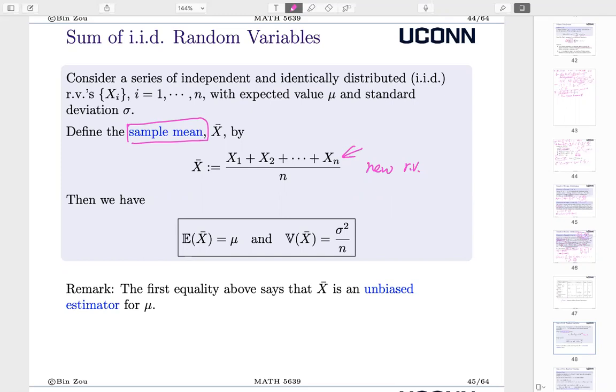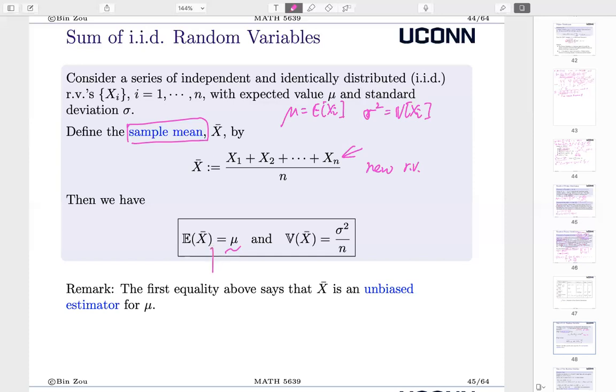Okay, because all of them are IID, it's very easy to show that the expectation of X bar is mu. By the way, mu is the mean of those xi, and the sigma square is the variance of xi. Okay, the variance of X bar is sigma square over n.